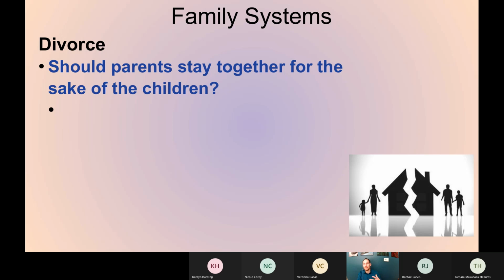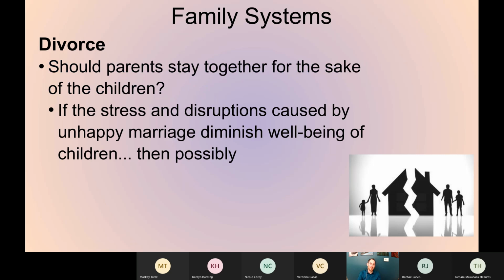So with that being said, something that's talked about amongst people is, should parents stay together for the sake of the children? And research has looked at this. Depending on the study, you might look at a bunch of different variables or only a few, but the general consensus is if the stress and disruptions caused by the unhappy marriage are diminishing the well-being of the children, then possibly splitting might be the best option. But if there's stress and disruptions that aren't really negatively impacting the children, then it might still be beneficial to stay together for the children.